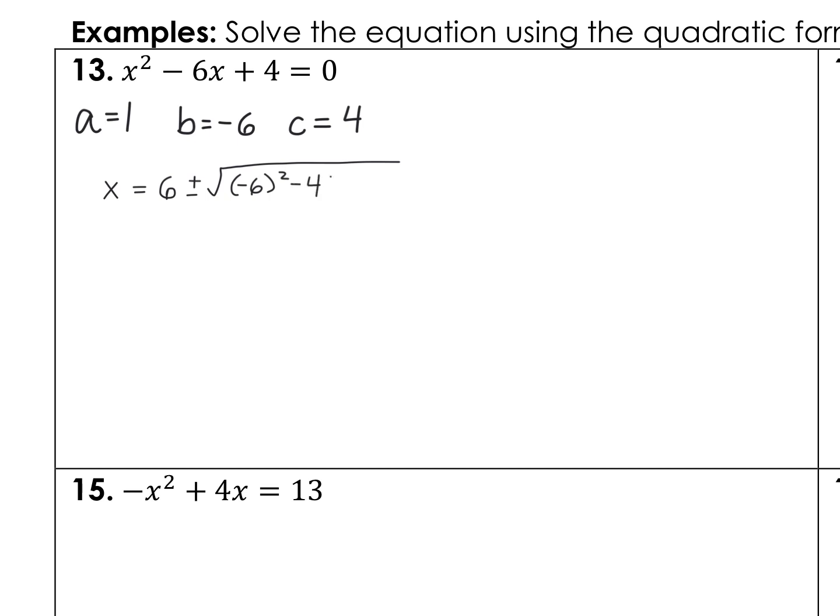You will see I put all of those in parentheses because that's the smart thing to do. All over 2a, the whole thing over 2a. So a big fraction bar over 2 times a, which is 1.